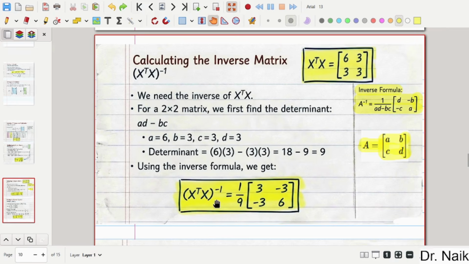Now we will get the inverse of X transpose X as 1 upon 9 multiplied by the matrix [3 -3; -3 6]. So this 3 means D, and this minus 3 means minus B, so minus of 3, and this minus 3 means minus of C, so it is minus 3, and this 6 means A, so it is 6.